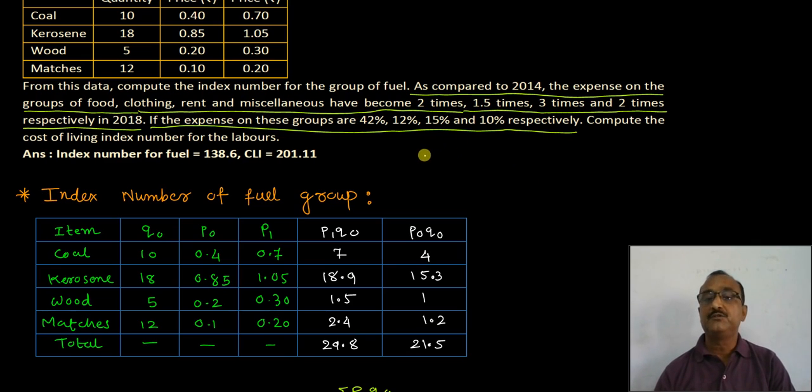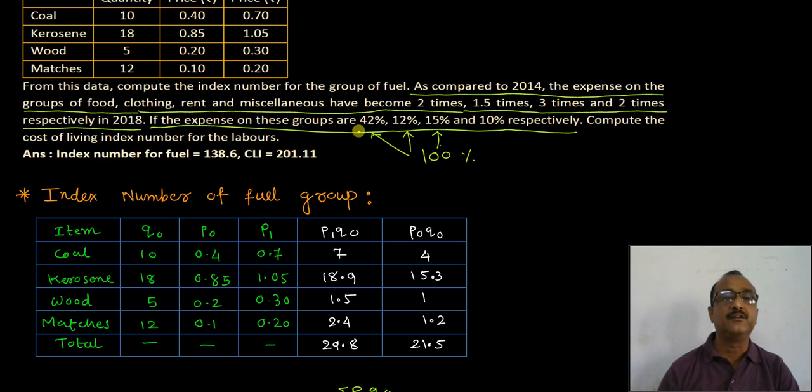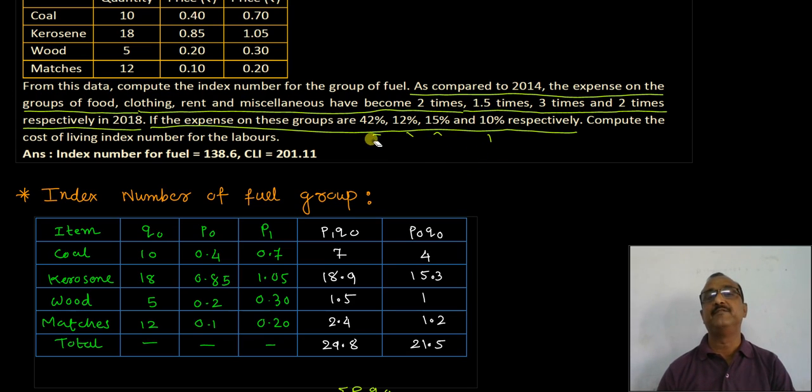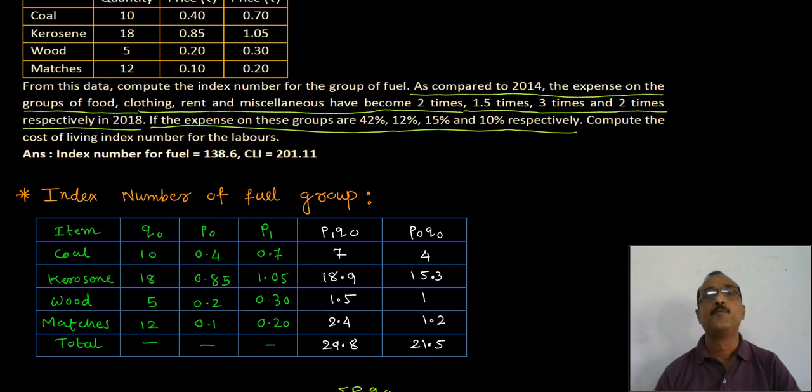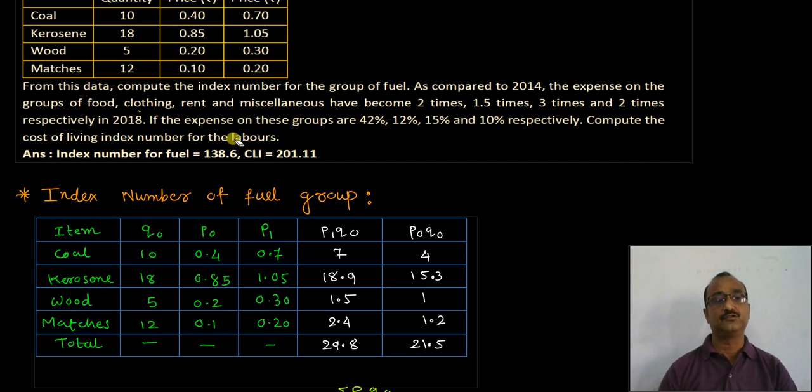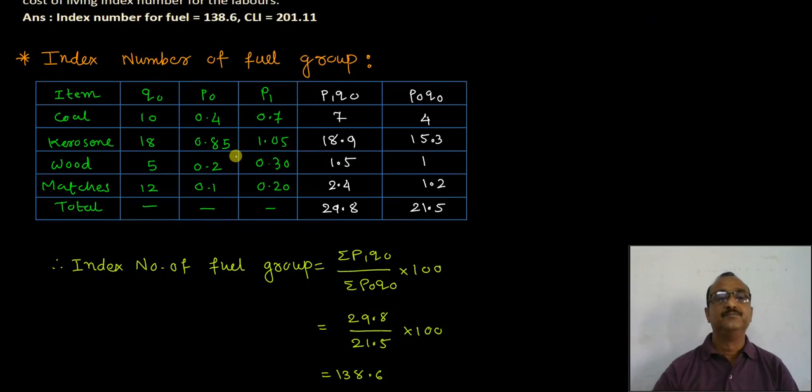So what is the total income? Total income is 100%, with 42% for food, 12% for clothing, 15% for rent, and 18% for miscellaneous. For the rest, we have to do the calculation for fuel. Now our question: compute the cost of living index number for the laborers. So our final question is of CLI, cost of living index number. So give the heading.